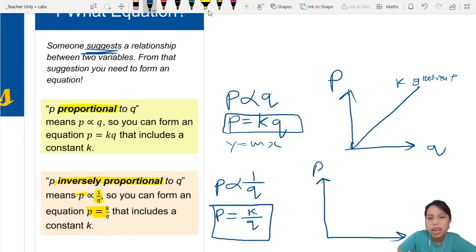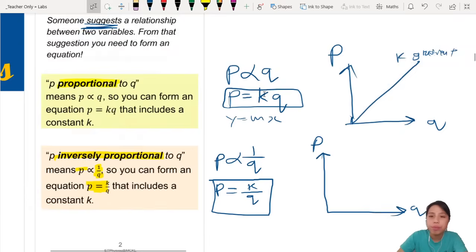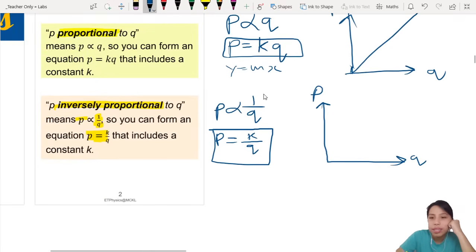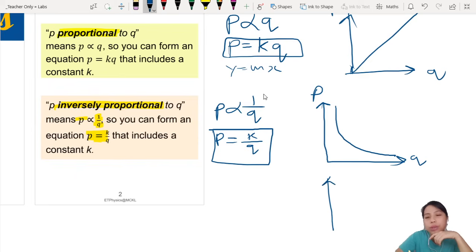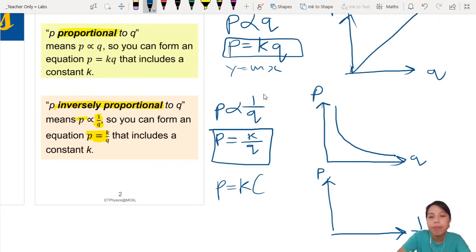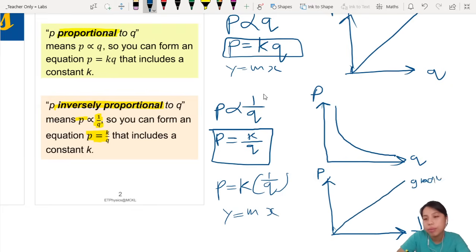So if you draw a graph, there are 2 ways to draw this. If you draw P against Q, it will look something like this curve. But we don't know how to draw a curve there. We want to draw a straight line. So if you plot P against 1 over Q, then it's a straight line, because P equals mx. This is a straight line graph, y equals mx. So now we prefer this. It's still a straight line graph and your gradient will be K.